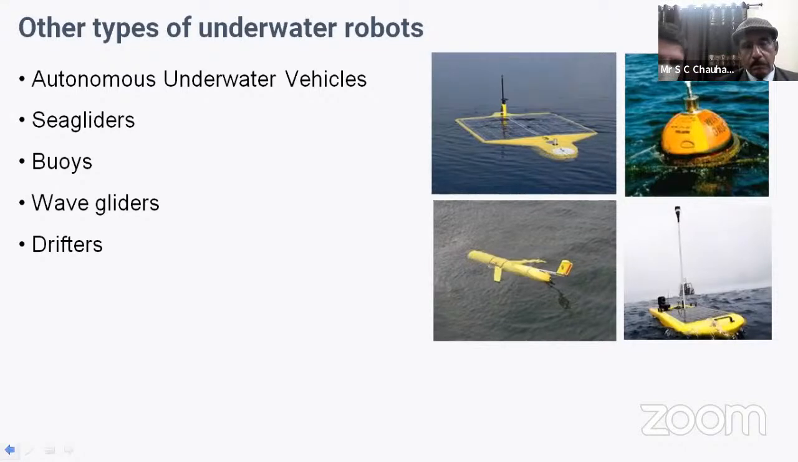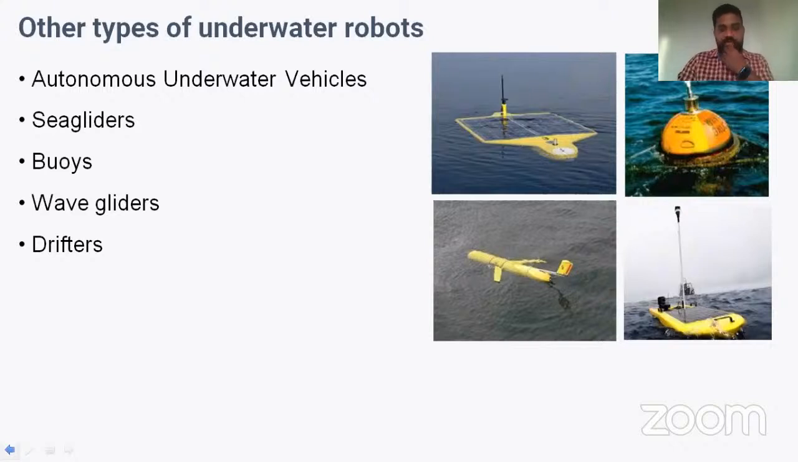Other things are sea gliders, buoys, wave gliders, drifters, which are mainly deployed in ocean waters for research purposes. For scientific research, they need various wave data, current data, many weather parameters, and seabed parameters on a daily basis or in a periodic manner. These kinds of robots will reduce the risks involved and reduce the pain we take in manually collecting all the data. So these other robots are also there in the underwater sector.